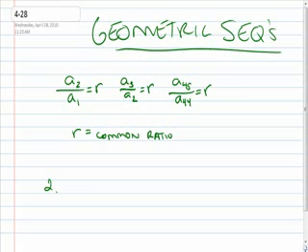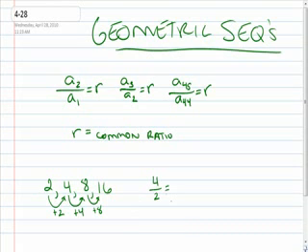So here's a geometric sequence: 2, 4, 8, 16. When you look at these sequences, it's good to look at the common differences as well, so we look at that first. We have adding 2, but this is adding 4, but this is adding 8. So there's no common difference. The first differences are increasing. So it's not arithmetic. Let's look.